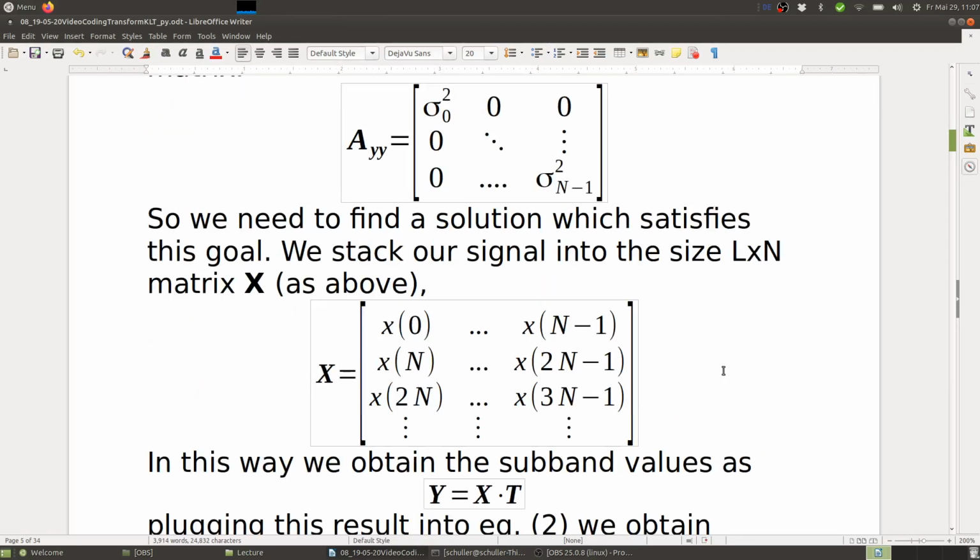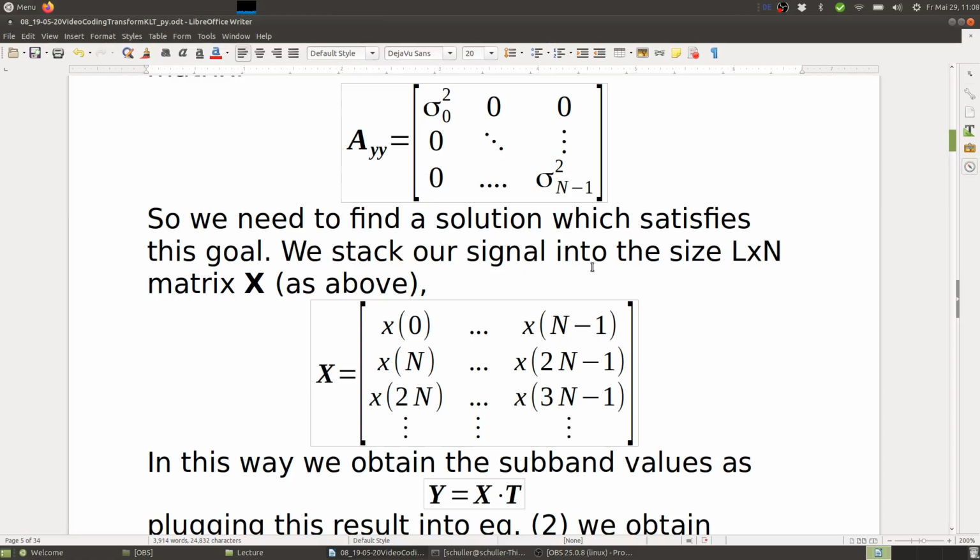Yeah, so now we have a formulation for our optimization. Basically, this is the target. This is what we want to achieve. And we now want to find a T which achieves this form, right? Because if we have such a transform T which decorrelates the subbands, then we have something like no information leak from one subband to the other, at least under our assumptions. So we need to find a solution which satisfies this goal, this target here.